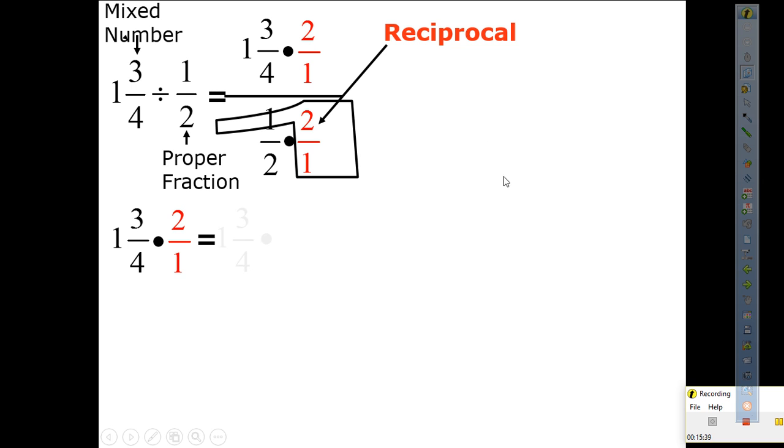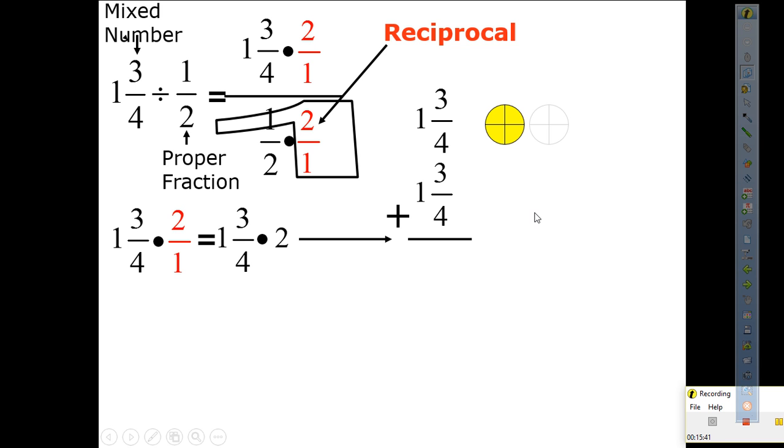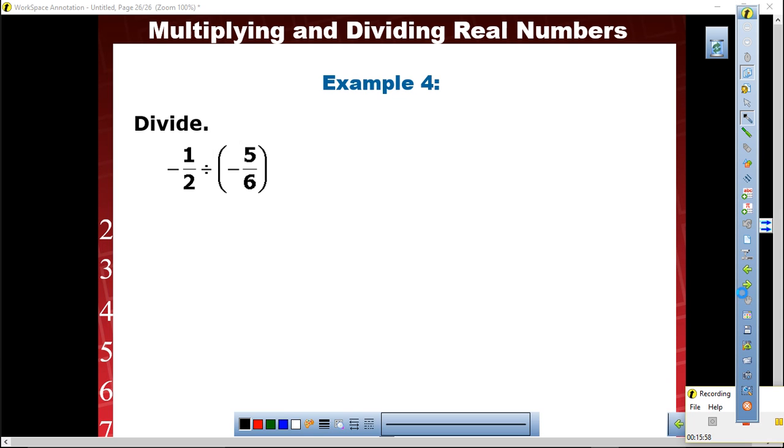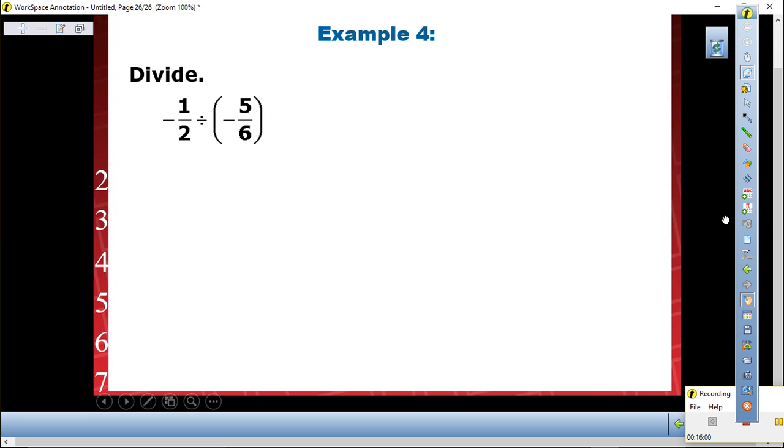All right, good. I'm not going to continue with that because we're running out of time, but I want to get to one of these examples. Copy this one, please. Example number 4. Divide -1/2 divided by -5/6. First of all, we begin with the signs. Are they the same sign? Yes. So the answer will be a positive.